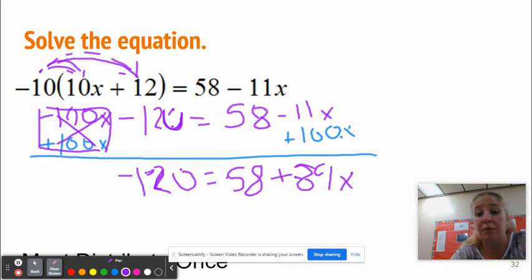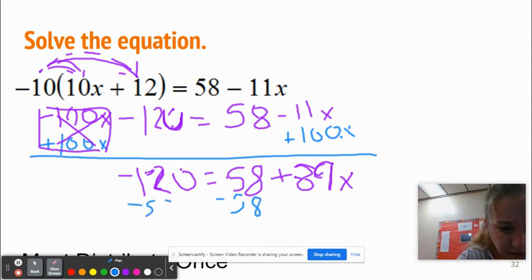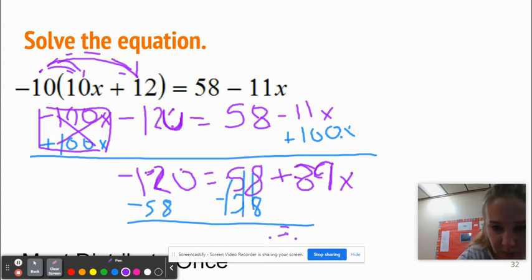So now, before I can get the variable alone, I have to get the variable term alone, meaning this 58 over here needs to go. So we subtract 58 on both sides. This becomes 0. 89x equals, and on the left we have negative 120 minus 58 is negative 178.